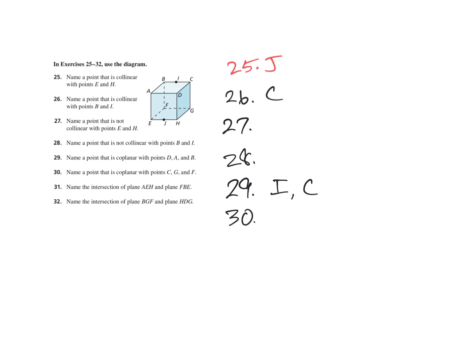Name a point that is coplanar with points C, G, F. So the plane C, G, F. That would be the back of the box. So name a point that is on the back of the box besides C, G, and F. That would be B and I. All right, 31.